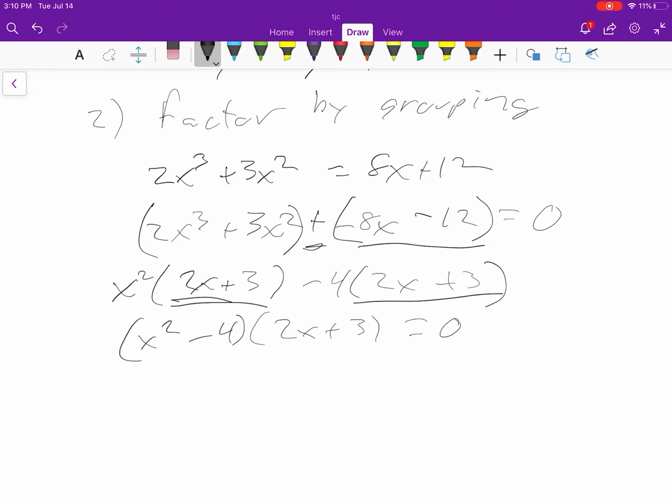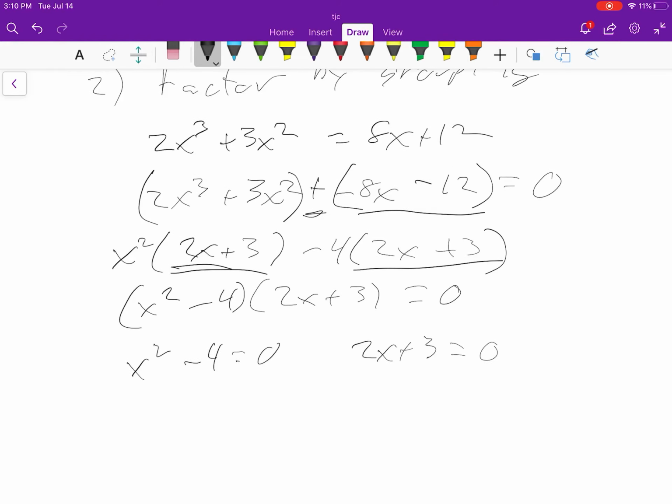Okay, and then you're gonna take each and set it equal to 0. So you have x squared minus 4 equals 0, and 2x plus 3 equals 0. This guy here, x squared minus 4, has two solutions. It's x equals plus or minus 2.